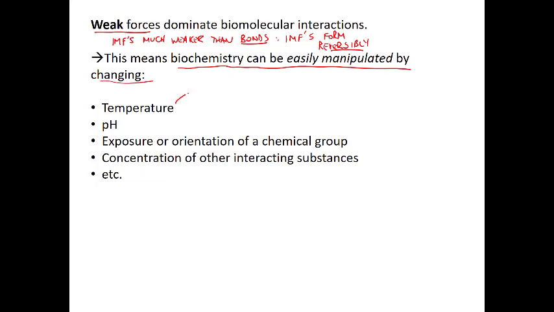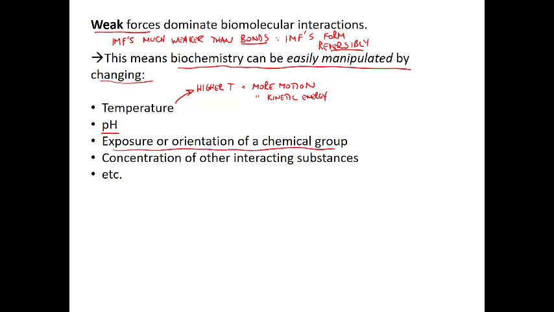So temperature is an obvious one. Higher temperature means that you've got more molecular motion, and therefore you've got more kinetic energy. And the more kinetic energy your molecules have, the less they're going to attract each other because they're going to be bouncing off of each other all the time. pH can also affect the strength of intermolecular forces. We'll get to that in the next lecture.